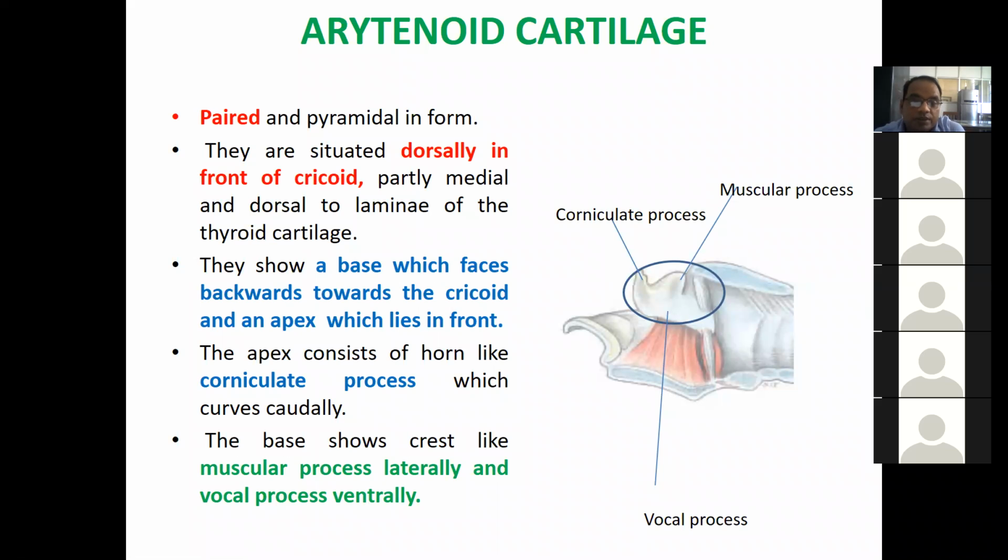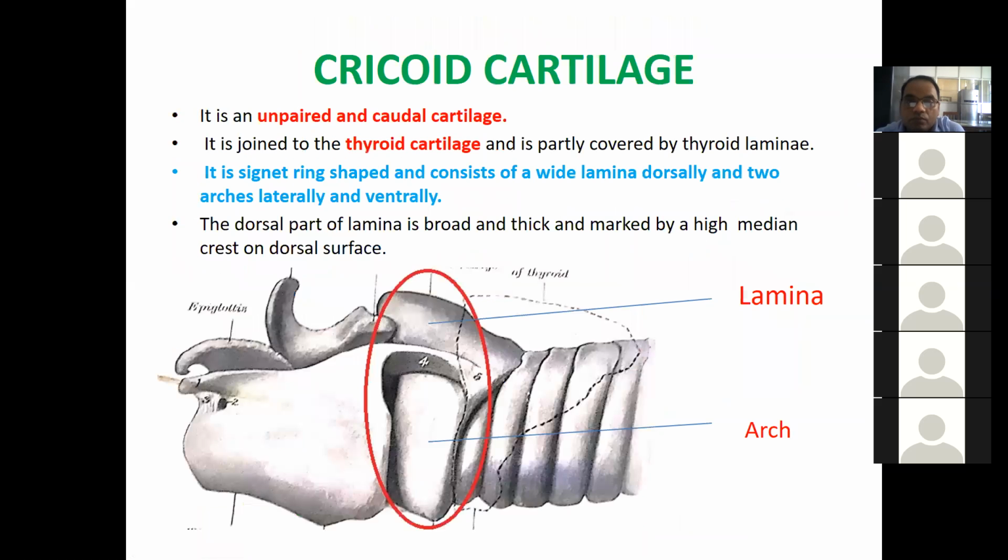The base of this arytenoid cartilage has a crest-like process that is called the muscular process, and the ventral aspect of this arytenoid cartilage is called the vocal process or the vocal cord.